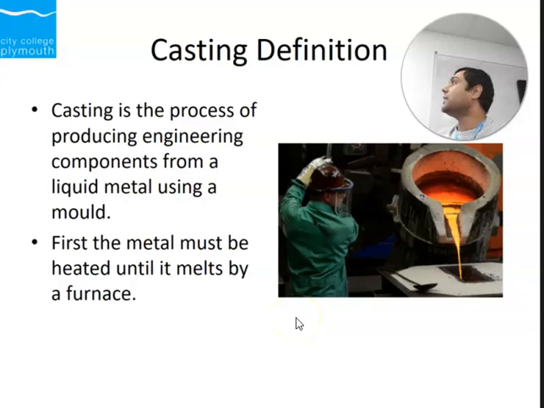Now, the process of casting: we produce a component from a metal by melting the metal and then pouring it into a mold and then waiting for it to solidify and then removing the mold to get the cast product. Now, there are certain advantages and certain disadvantages of casting as well.